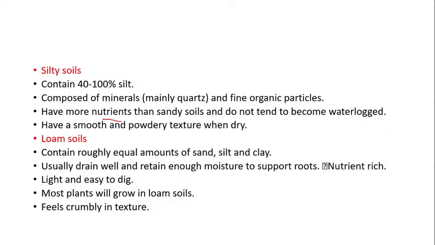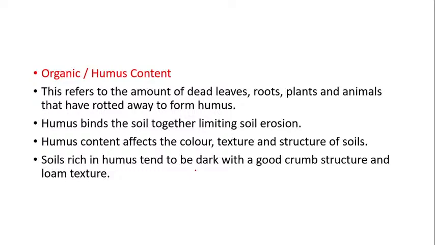as they have a very good water holding capacity. Also they have a very good nutrient holding capacity. Then organic or the humus content. Organic or the humus content means, I have mentioned this earlier, the humus content of the soil will be more when the soil have more organic matter falling on it. That means the dead leaves, roots, plants, animals and rotted materials, organic materials like vegetables, whatever it is, kitchen waste, food waste, etc. Humus binds to the soil and it limits soil erosion.